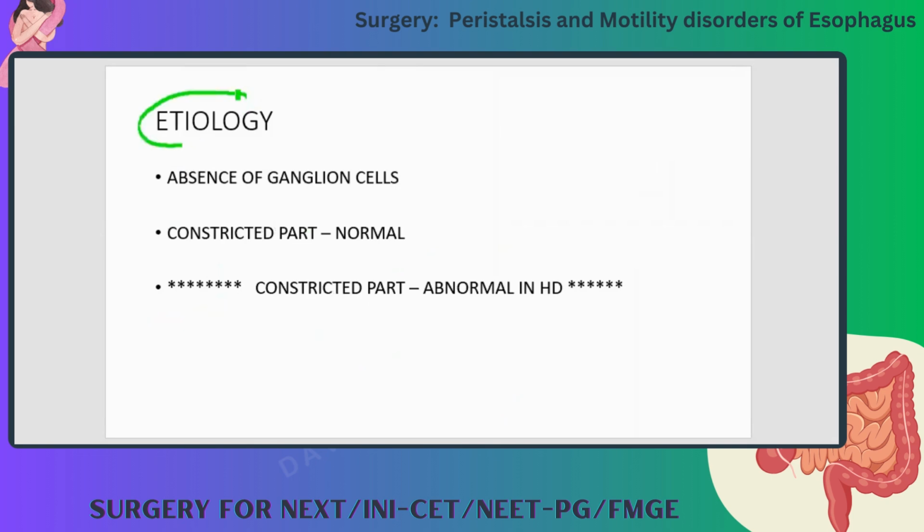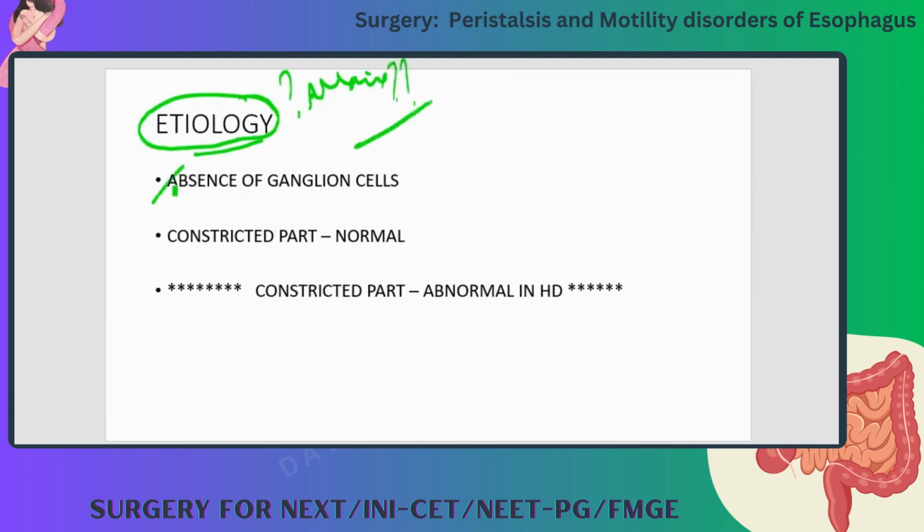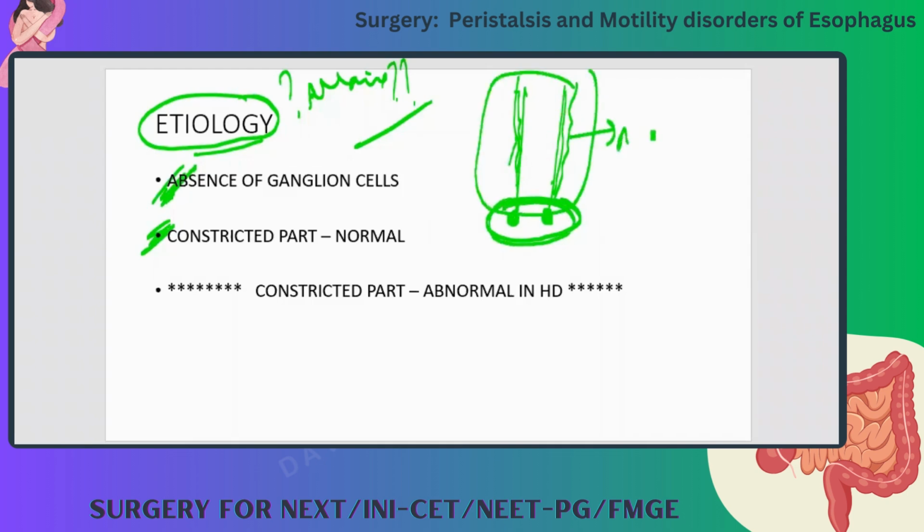Now, the etiology. Why will this achalasia be there? What is the reason? It is because of the absence of ganglion cells. Ganglion cells are absent in this region. The constricted part is normal. Suppose this is the esophagus, this is the sphincter area. This area is normal, but the ganglion cells are located in the area above, so they are not present in the esophagus. Because of the absence of these neural cells, the sphincter fails to open. So the constricted part is normal, and the normal looking esophagus is abnormal.